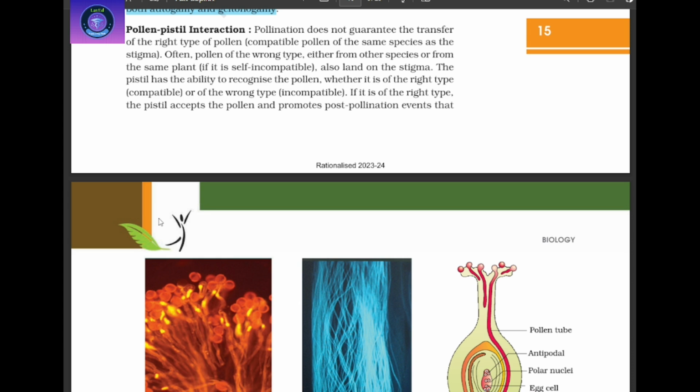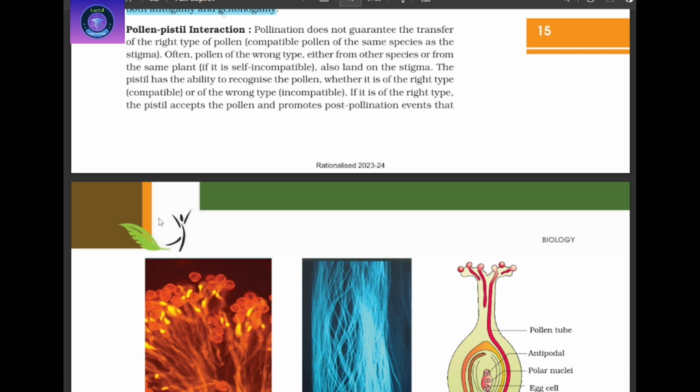If the pollen grain lands on the stigma of the compatible type. Clear? The two steps clear. The pollen grain, if it is of the right type, the compatible type, will germinate and give rise to the pollen tube through the germ pore where the exine was absent. Now, the content of the pollen grain will move into the pollen tube.